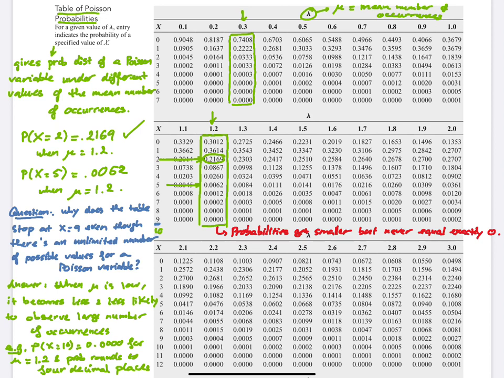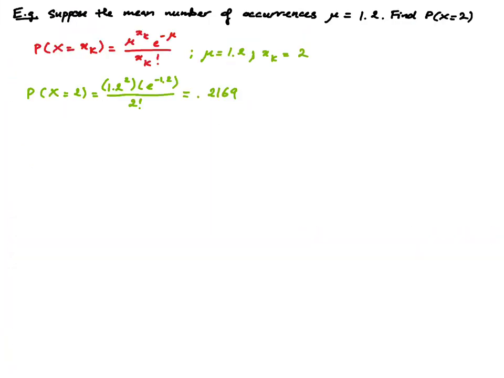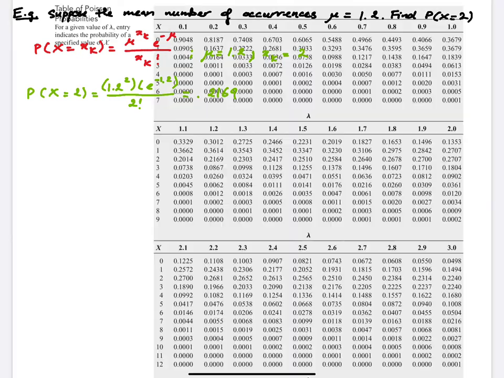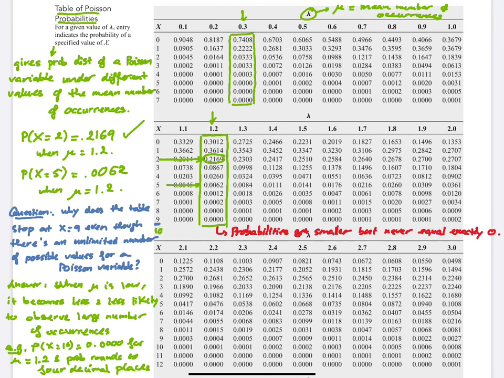So in this video, we looked at how we apply the formula to find the probability of a particular problem, and then we looked at how we use the Poisson probability table to find probabilities.